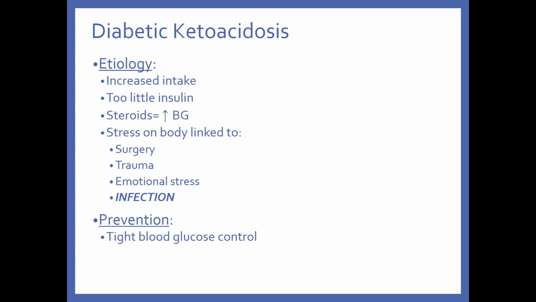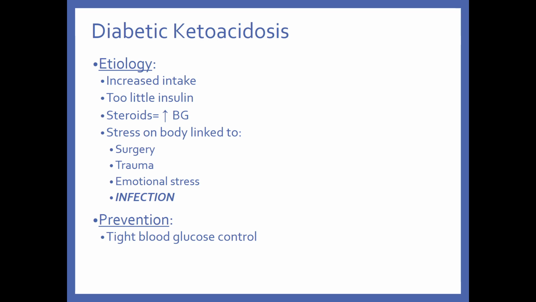So the etiology behind it, maybe there was an increase in sugar intake or too little insulin administration. Steroids are well known to cause an increase in blood sugar levels. Stress on the body also can significantly increase blood sugar levels. Things like surgery, trauma, emotional stress, infection, and that's really a big one with kids.